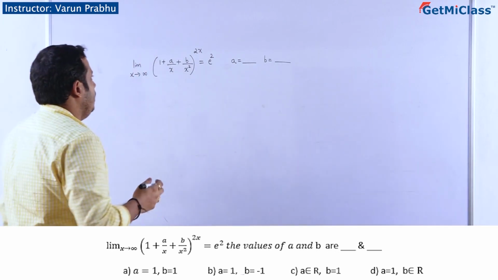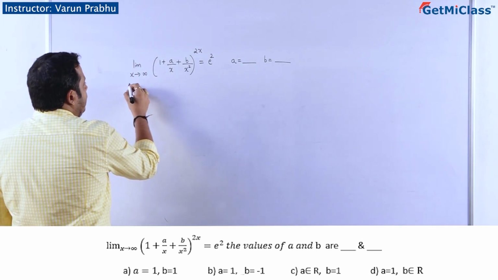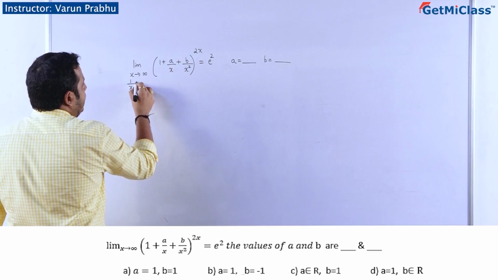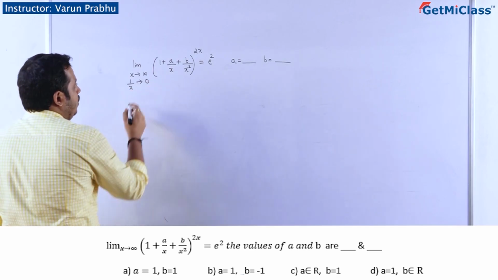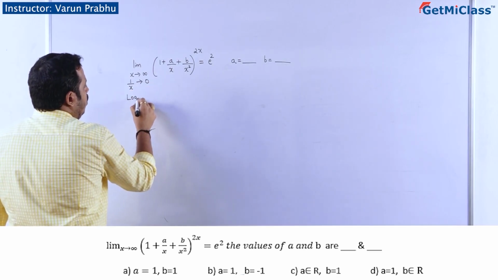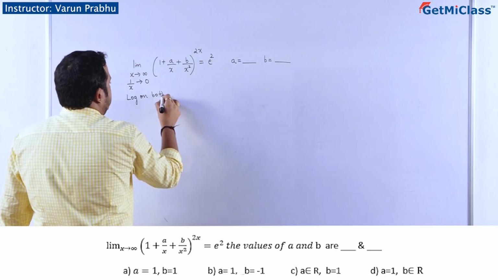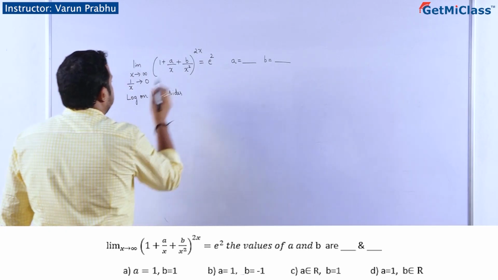So if you look at this question now, limit x tends to infinity. When limit x tends to infinity, I can clearly say that 1 by x will tend to 0, correct or not? So take log on both sides. When you take log on both sides, we get something like this.